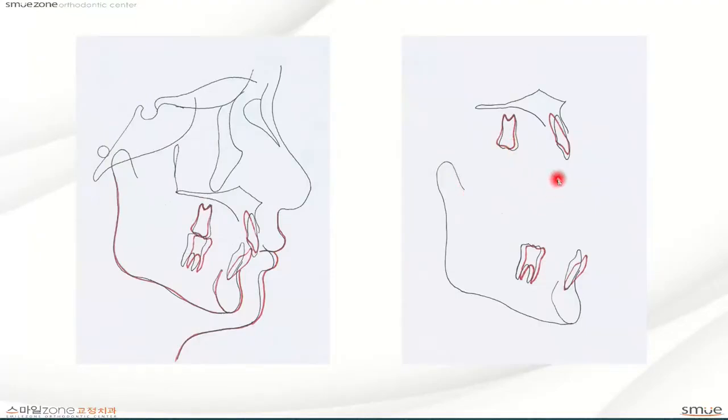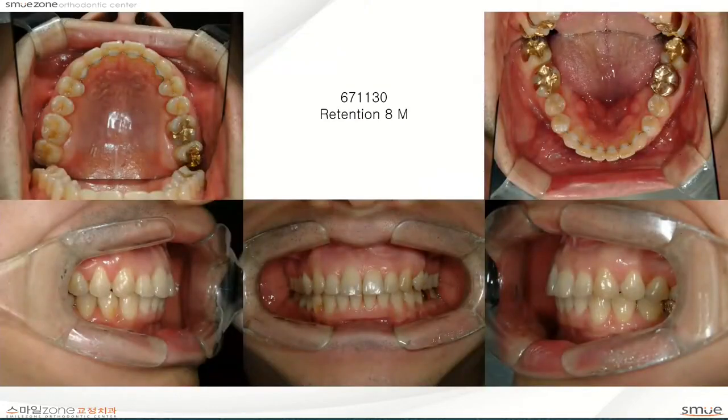Yeah, the result was done with intrusion of the upper incisors and just a little retraction in there, and mostly protrusion of the lower dentition. Обратите внимание, что в области верхних резцов была проведена интрузия в основном, а нижние зубы были полностью перемещены кпереди.